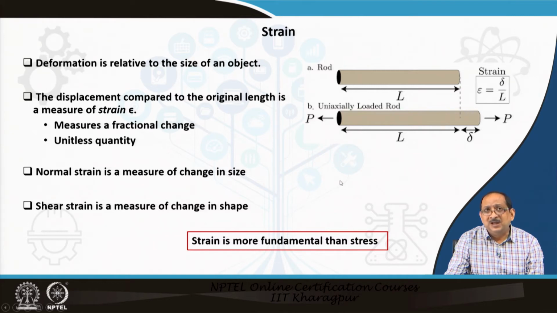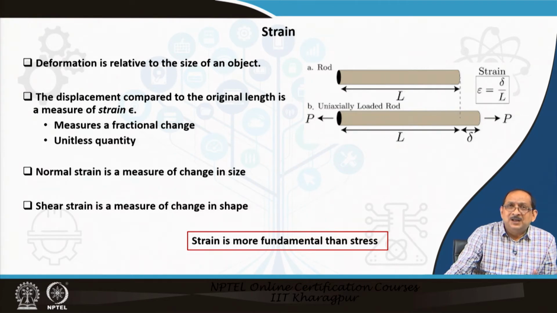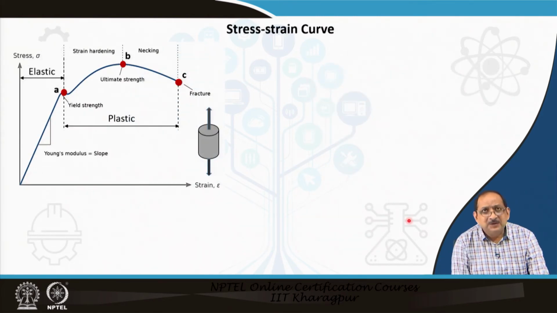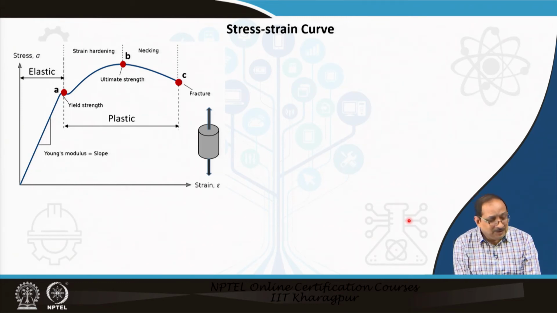Normal strain is a measure of change in size, whereas shear strain, which is an angular measurement, is a measure of change in shape. Strain, therefore, is more fundamental than stress, because without a strain, stresses cannot be generated within the body. Now, let us discuss the stress strain curve.